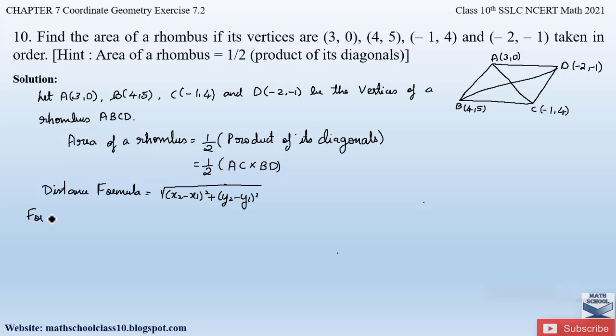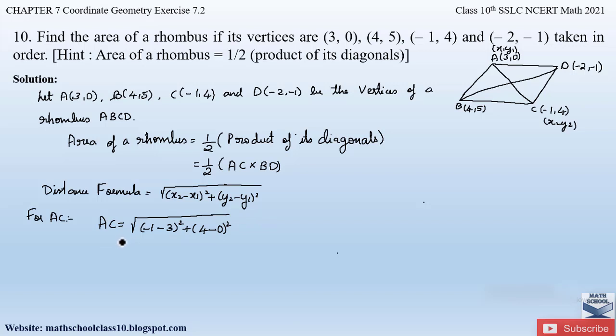To find the diagonal AC, let us assume point A to be (x1, y1) and point C to be (x2, y2). So AC is equal to square root of (x2 minus x1) the whole square. Here the x2 value is -1 minus x1, which is 3, the whole square, plus (y2 minus y1), where the y2 value is 4 minus the y1 value, 0, the whole square.